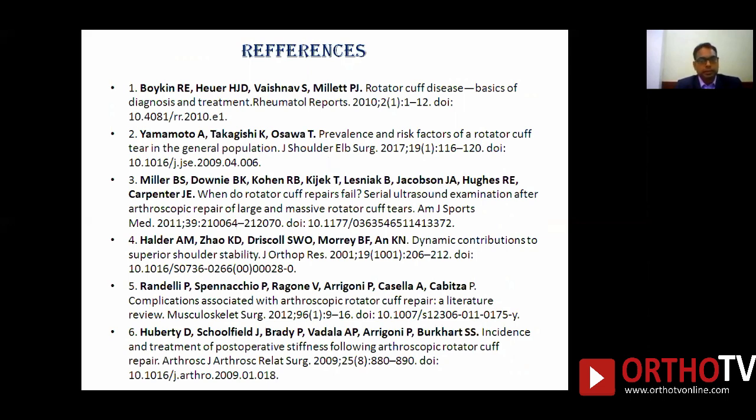References. These are some of the references which are important in studying the effect of post-operative rehabilitation on the healing of the rotator cuff.